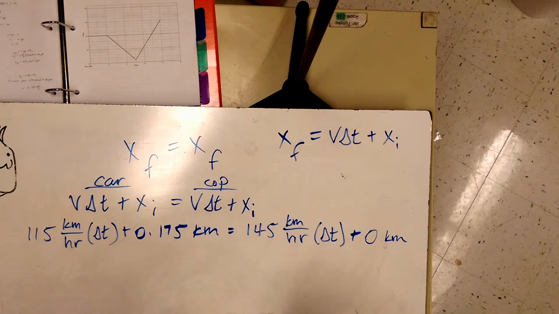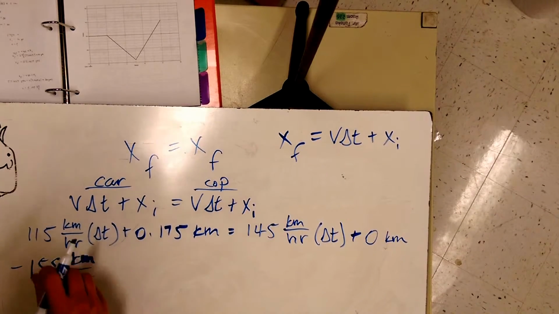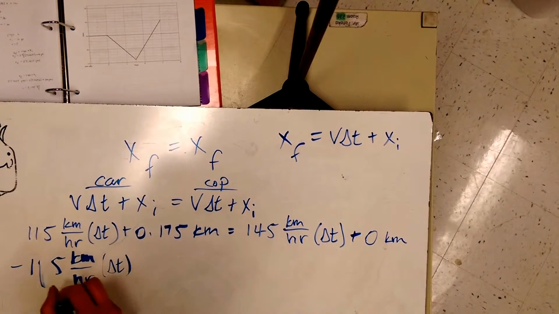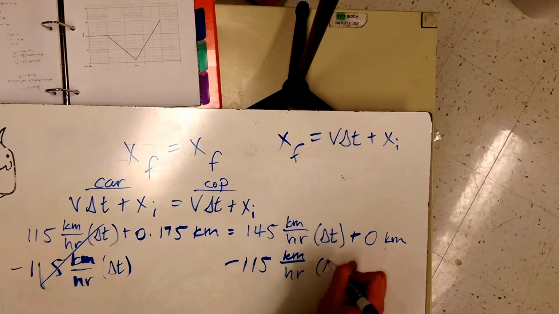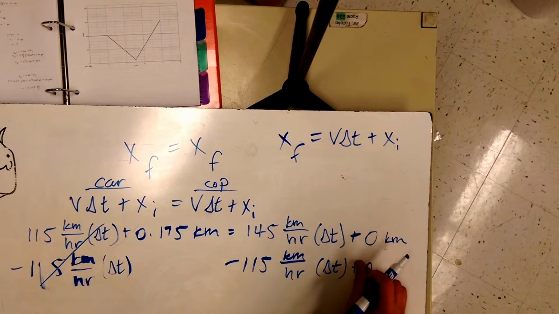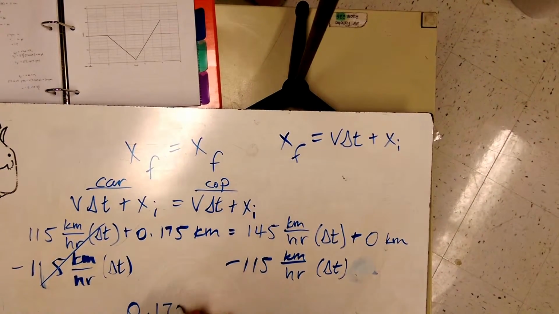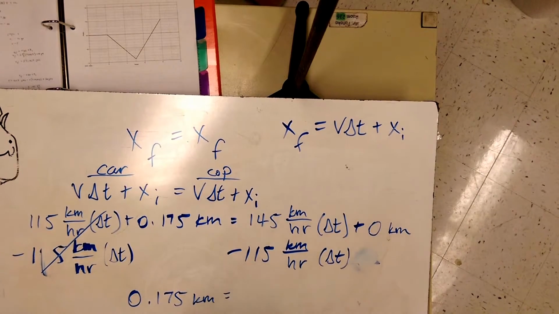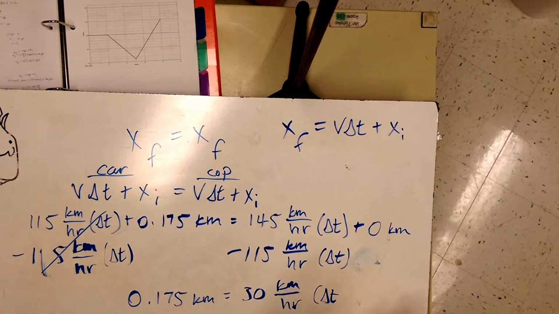Solving for delta t, I'm going to move some numbers around and do some algebra. I want to move this over to our right-hand side. So I'll subtract 115 kilometers per hour times delta t from both sides, so those will cancel out over here, and I'm going to subtract 115 kilometers per hour times delta t on this side. And so our new equation looks a lot like this. I've got 0.175 kilometers equals 30 kilometers per hour times delta t. Then we'll divide by 30 on both sides, which will yield us our answer.